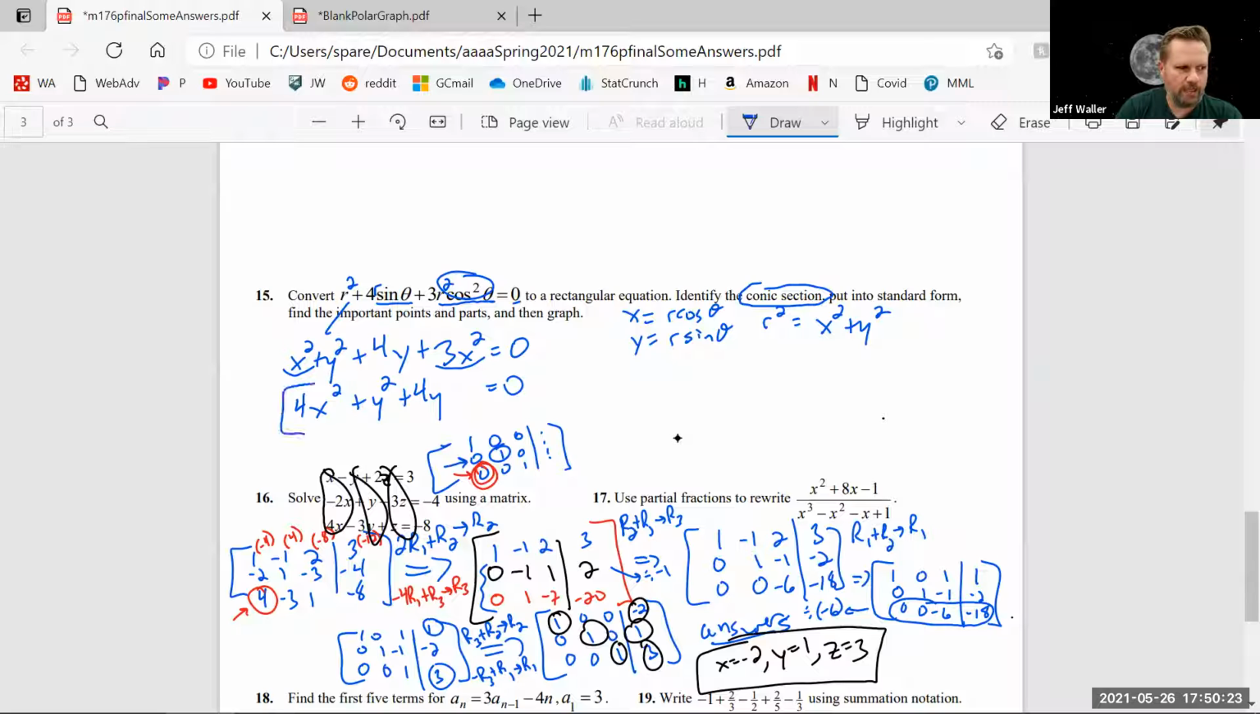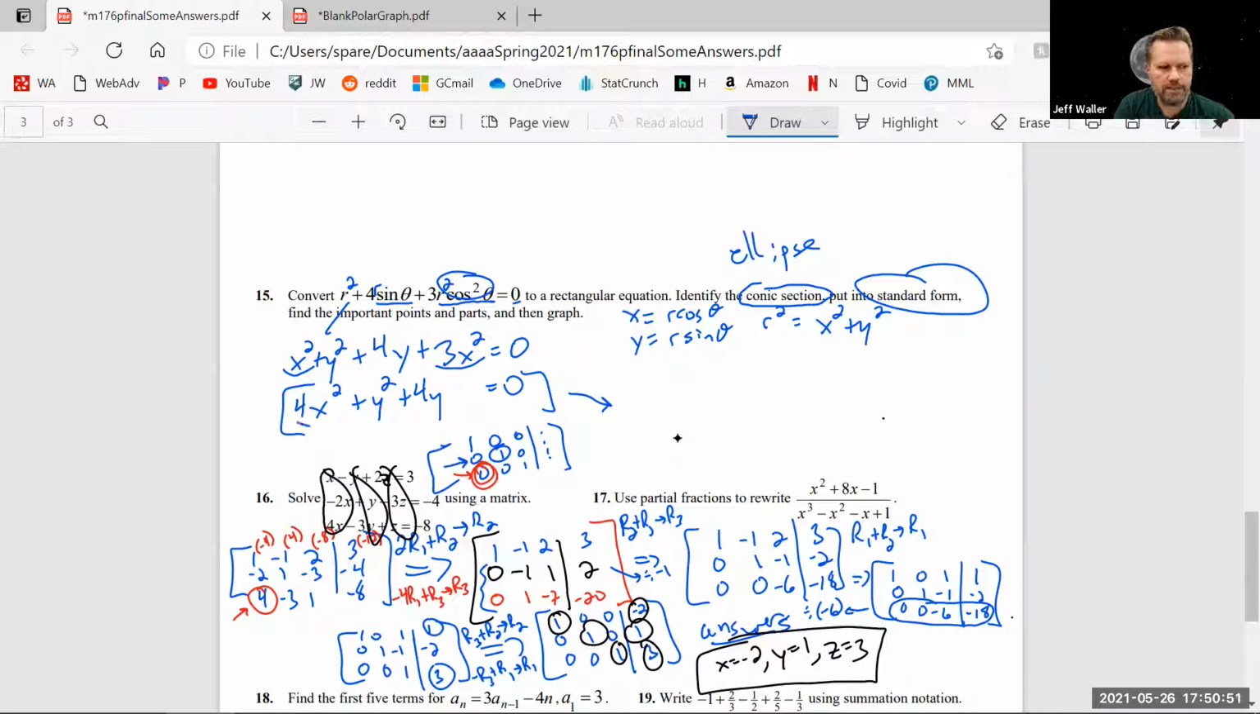So we've identified the conic section. It's an ellipse. Put it into standard form. What does that mean? Put it into standard form. What does this guy want from me? Oh, yeah, it wants 1 equal to... I don't know how to explain.